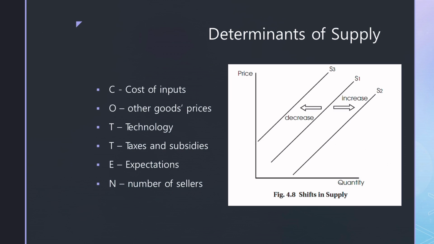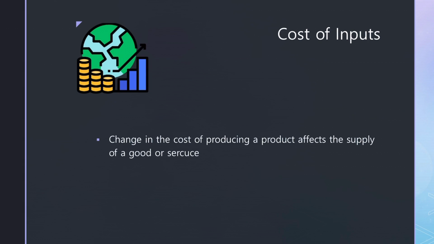And we have determinants of supply too. But what we have to remember here is that supply and demand are a bit opposite. So if supply goes to the right, then it increases. And if supply goes to the left, it will decrease. And these are the determinants of supply, and we have 6 of them. And you can remember them as COTTON. So cost of inputs, other goods prices, technology, taxes and subsidies, expectations like we saw before, and number of sellers. COTTON. So let's look at these.